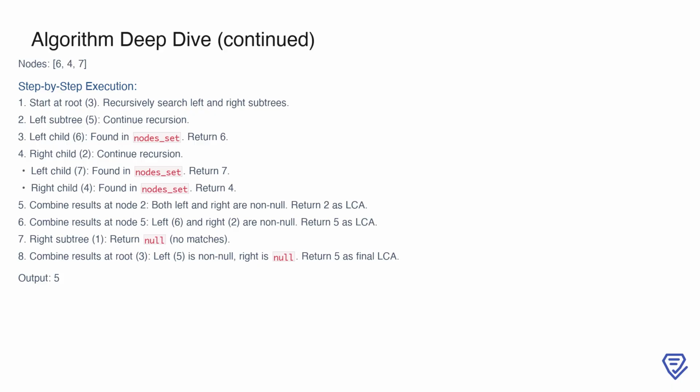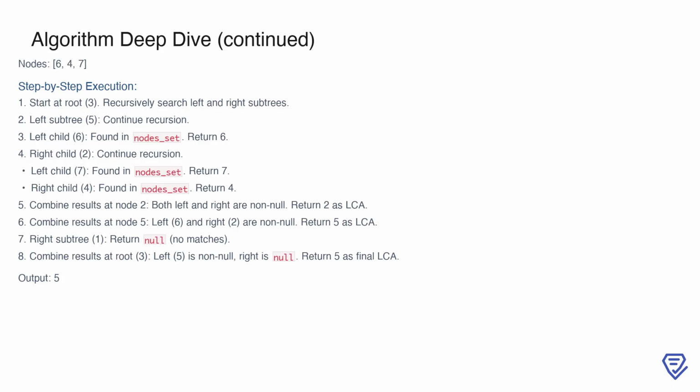The left child of node 5 is 6, which is part of the input set, so we return it as a result. The right child of node 5 is 2, where we further explore its left and right children. The left child, 7, is also in the input set, so we return it. Similarly, the right child, 4, is found in the input set, so we return it as well. At node 2, both left and right results are non-null, indicating that node 2 is the LCA for nodes 7 and 4.